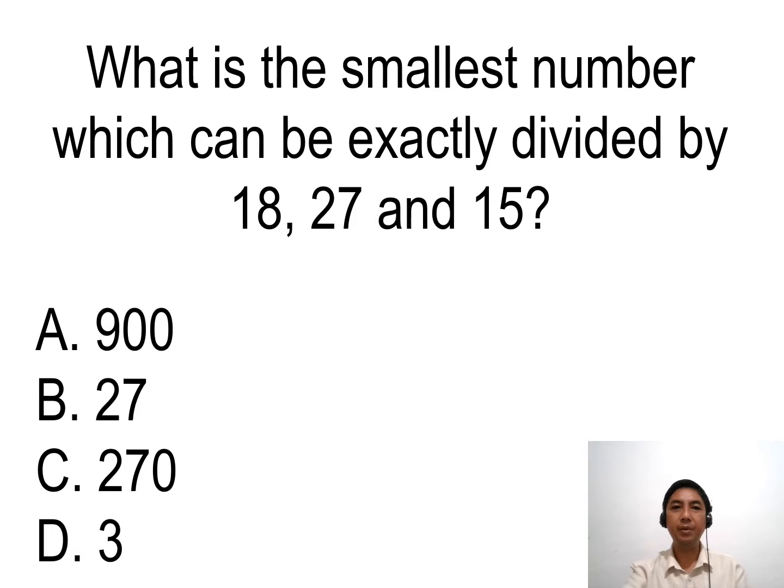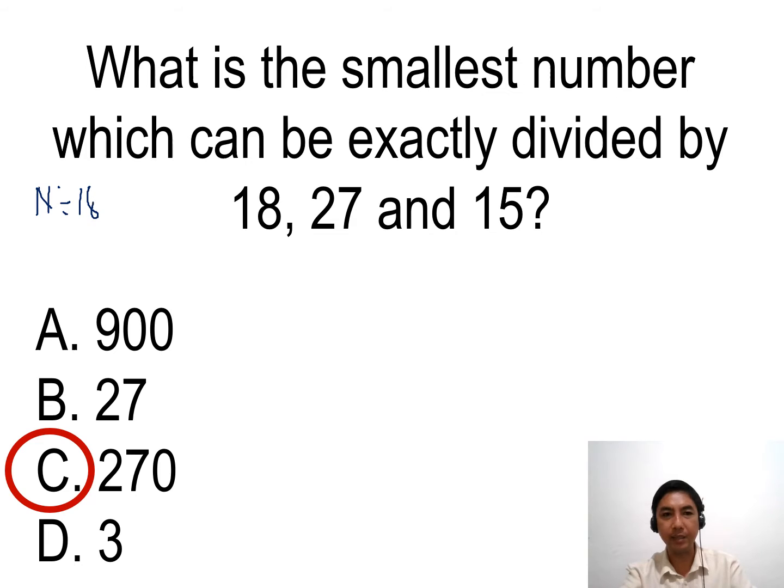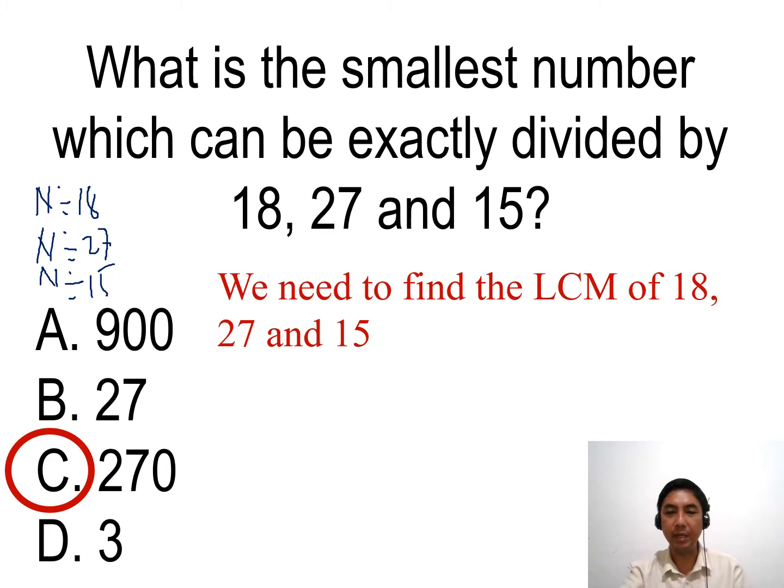What is the smallest number which can be exactly divided by 18, 27, and 15? The correct answer here is 270. This just means we want the number that, when you divide it by 18, is exact, or divide it by 27, exact, or divide it by 15, exact. So we are just trying to find the least common multiple of 18, 27, and 15.